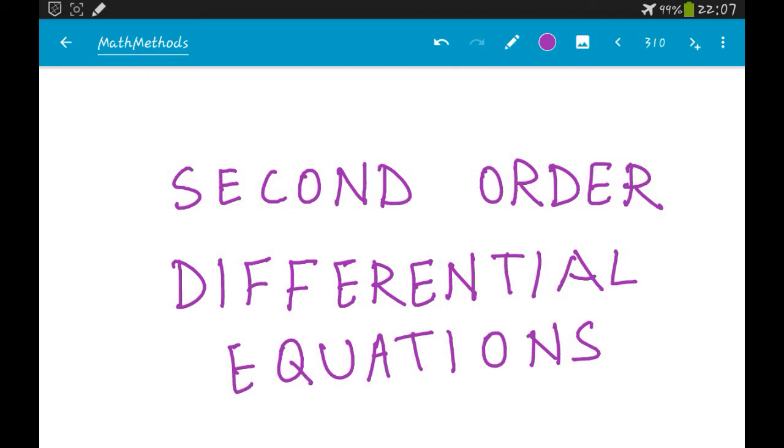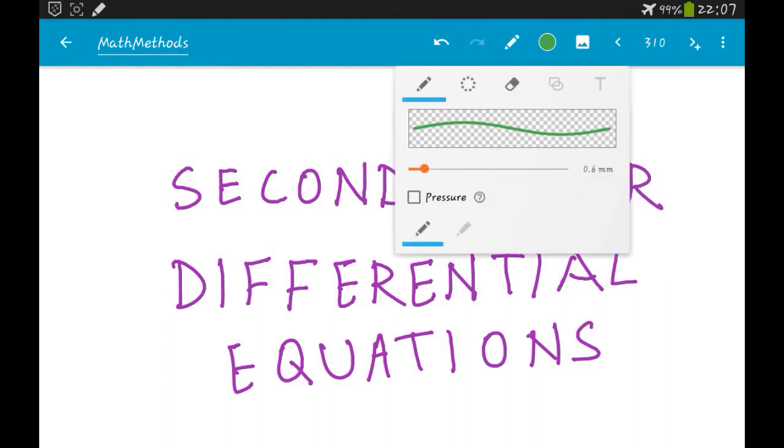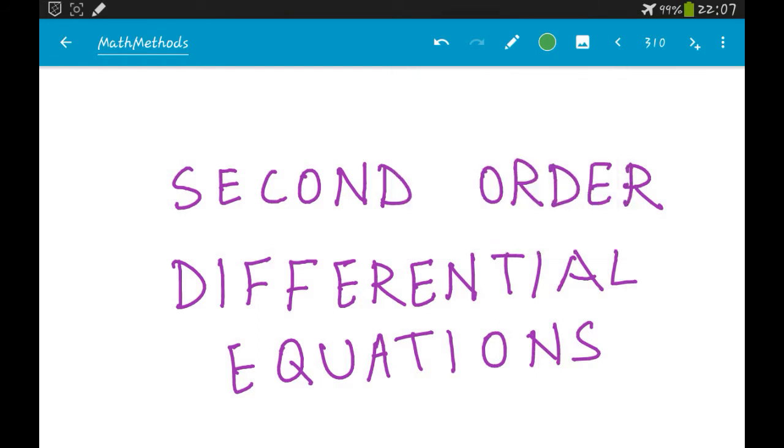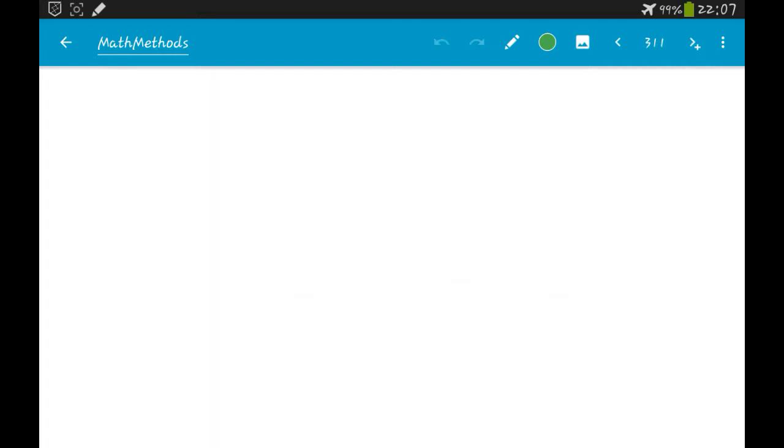Alright, let's continue with second order differential equations. In the last lecture we looked at second order differential equations where the right hand side was 0. That is where there was no term which was just a function of x or just a constant, right? Everything was either with a derivative of y or just y. So now let's look at these other kinds of functions.